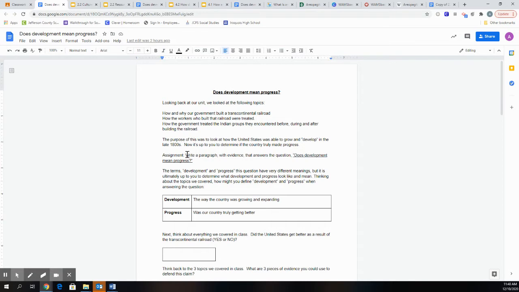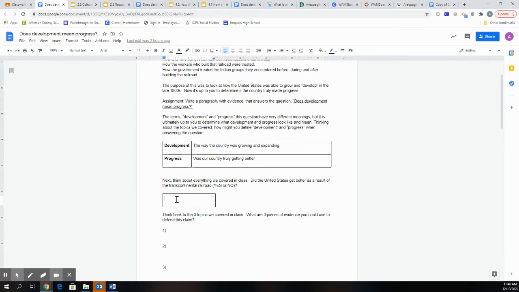I'll accept 2 pieces of evidence and 6 sentences, honestly. I'll give you a quick model down at the bottom. But again, those terms, development and progress, are going to have different meanings. Development is the growth and expansion of the country, and progress is the idea of whether it was really improving or getting better.